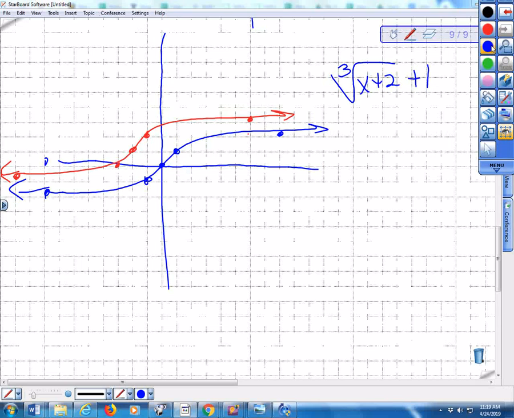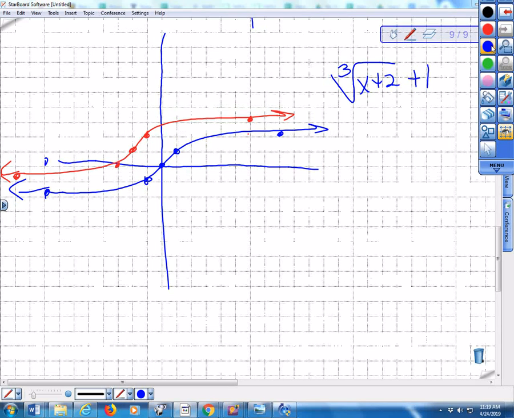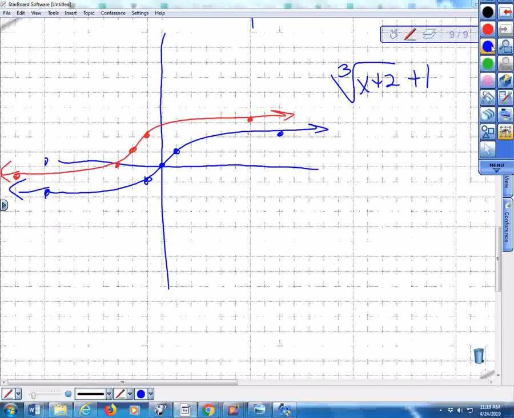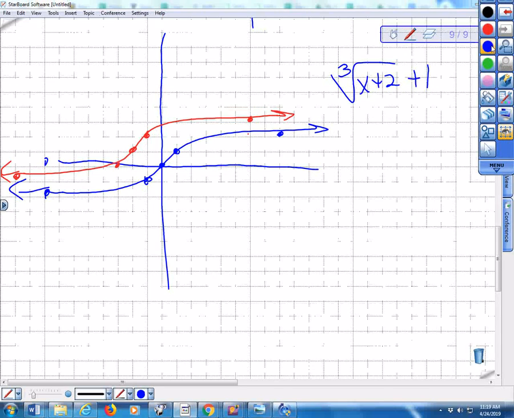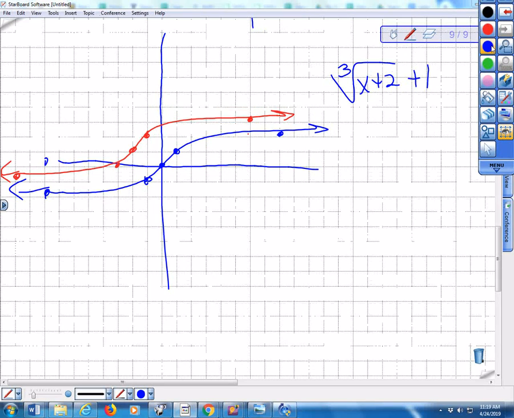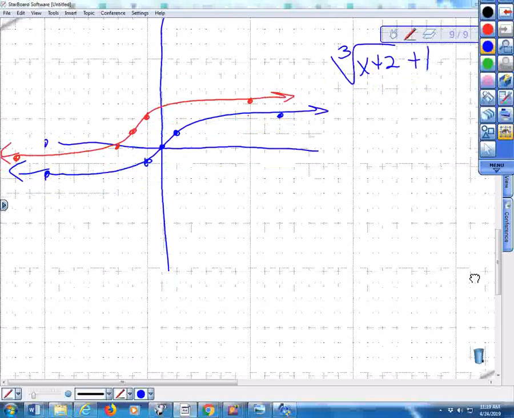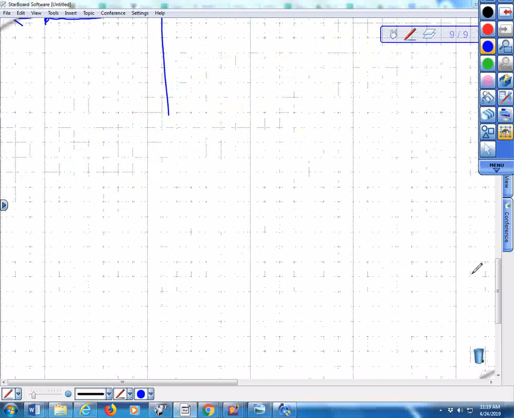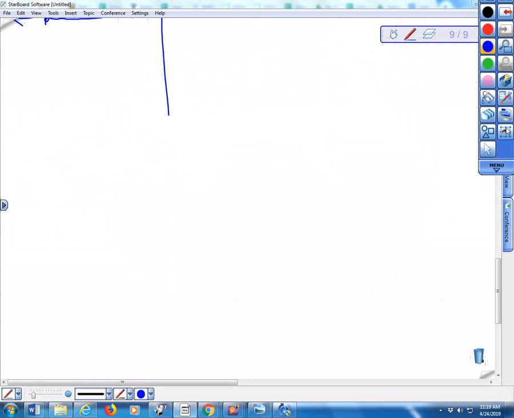The domain is all real numbers. The range is all real numbers. Question on that one? All right. Last 3. Solve the equation.